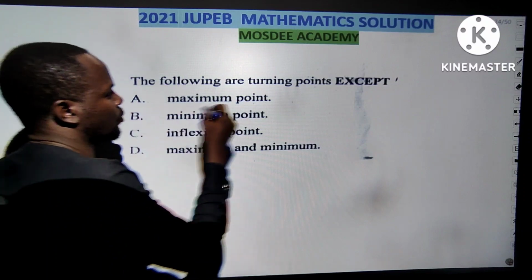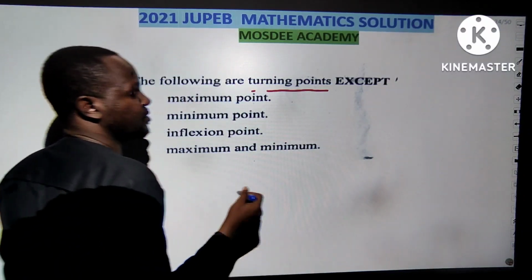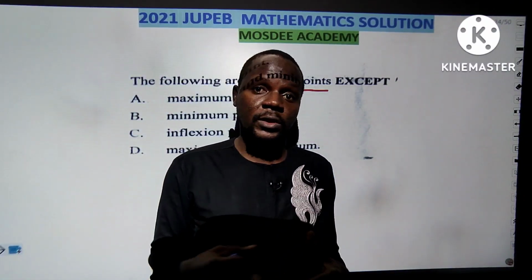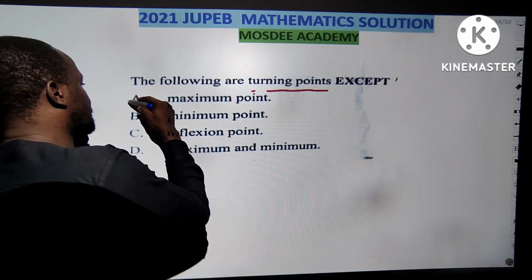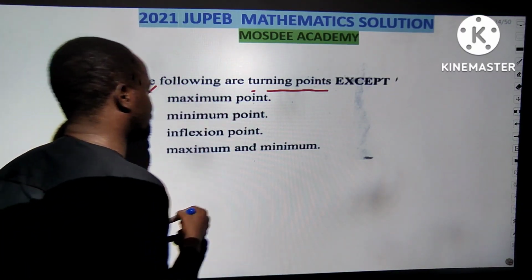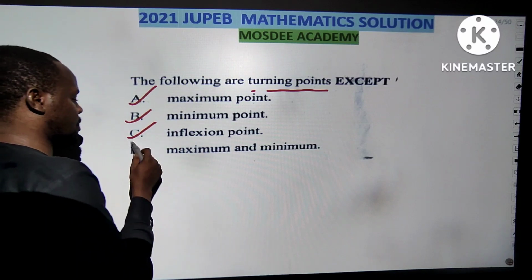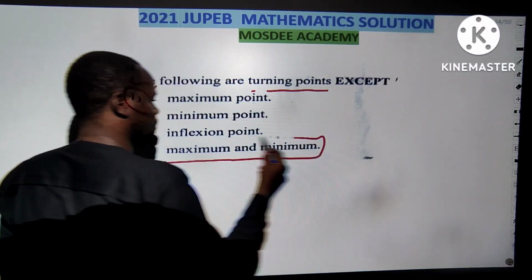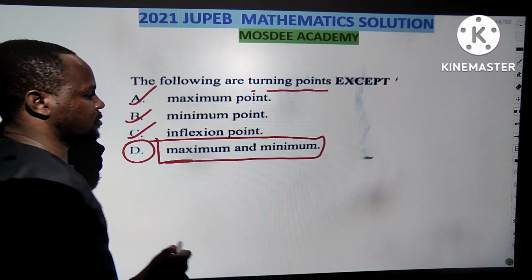The following points are turning points, except. A turning point is the point at which dy by dx is equals to 0. I love this question. Minimum point is a turning point. Maximum point is a turning point. Point of inflection is a turning point. These 2 points is never a turning point. So please note that.